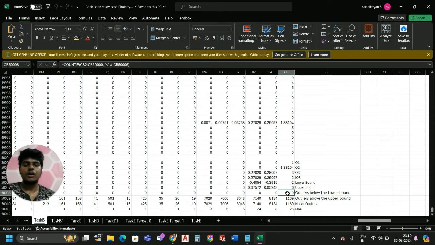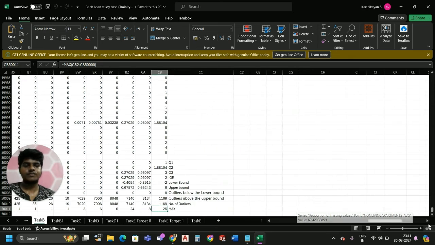To know the outliers below the lower bound, we use the COUNTIF function with the range and the criteria less than the lower bound. To know the outliers above the upper bound, we mention the upper bound in the criteria. To know the total number of outliers, we add both the lower bound and upper bound counts. Next, we find the maximum outlier, that is the maximum value standing above the upper bound, so we have calculated this max value.